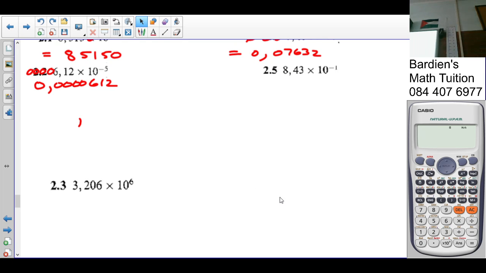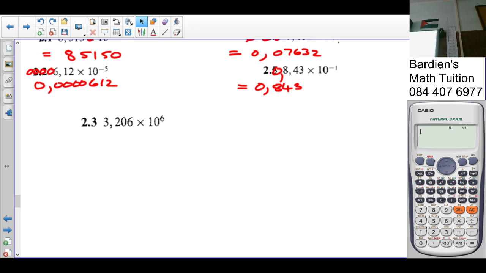But you guys understand? Right. Let's look at the next one. So this comma is going to move to the right or left? Left. How many units is it going to move to the left? 1. So it's moving 1. So that's simply 0.843.